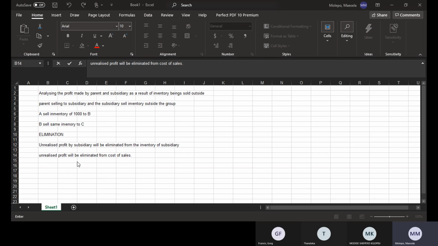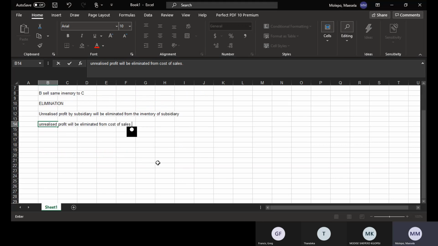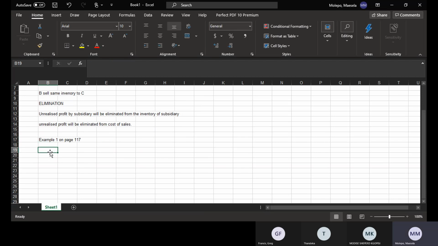So now we're going to draft the consolidated annual financial statement for A Limited Group for the year ended 31 December in compliance with the requirements of International Financial Reporting Standards. So now we're going to start with our analysis. Let's tackle example 1, on page 117. So we're going to draft our analysis of shareholders.